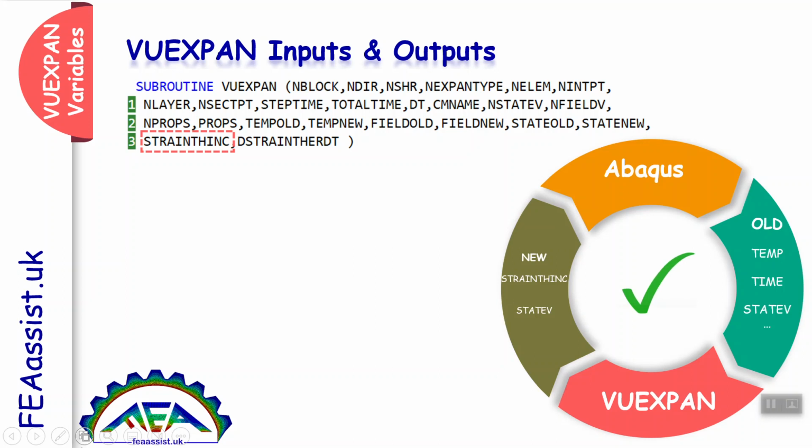For example, I explain one of the variables here, the thermal strain increment. Delta L per L0 equals the thermal expansion coefficient multiplied by delta T. So this thermal strain needs to be written and defined in the VUEXPAND subroutine.